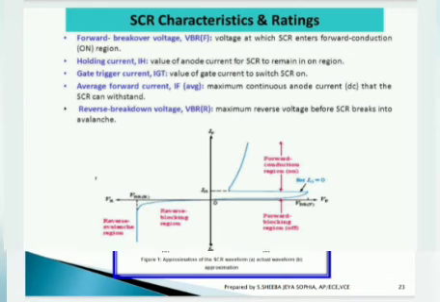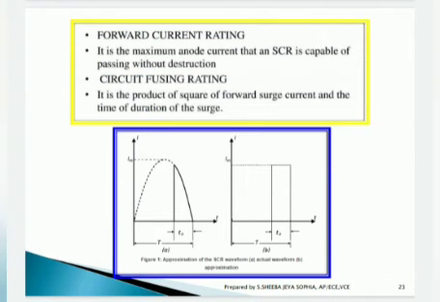Another is the forward current rating, that is the maximum anode current that an SCR is capable of passing without destruction. Circuit fusing rating is the product of the square of the forward surge current and the time duration of the surge, which is clearly marked in the graph given below.